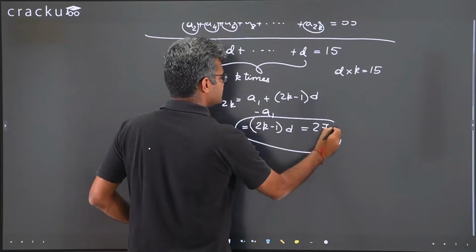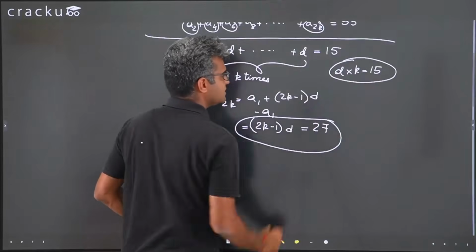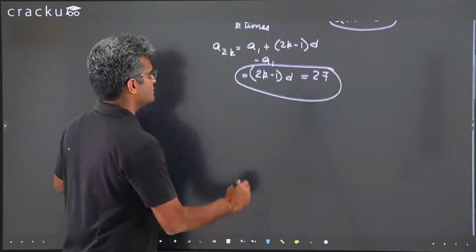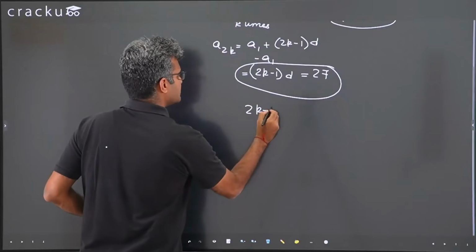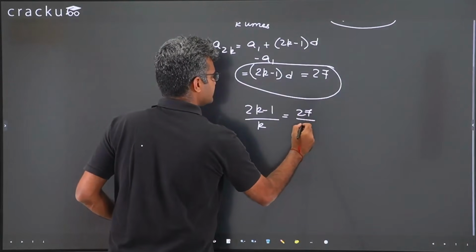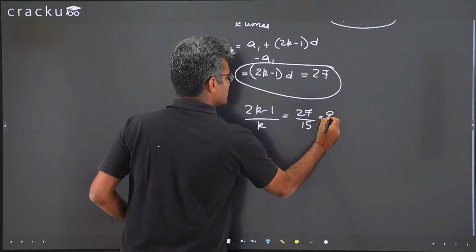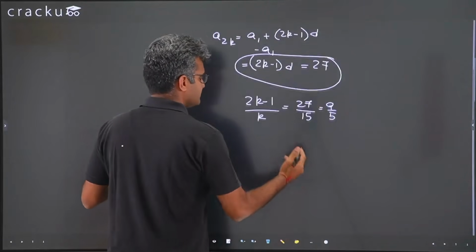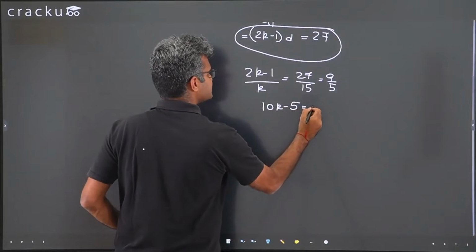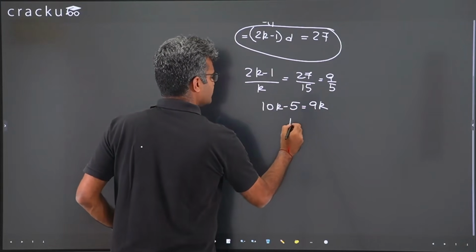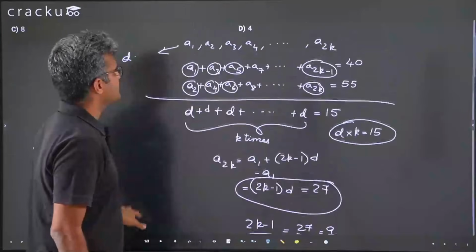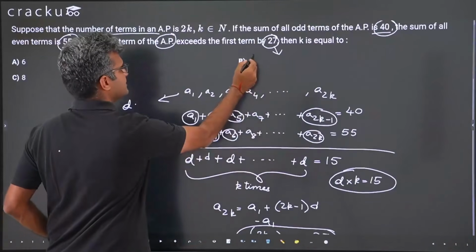So we have this equation and we have this equation. If you divide the second equation by the first equation, we are going to get 2k minus 1 divided by k is equal to 27 divided by 15, which is equal to 9 by 5. We can cross multiply. We are going to get 10k minus 5 is equal to 9k, or the value of k is equal to 5. We are required to calculate the value of k, so it will be equal to 5.